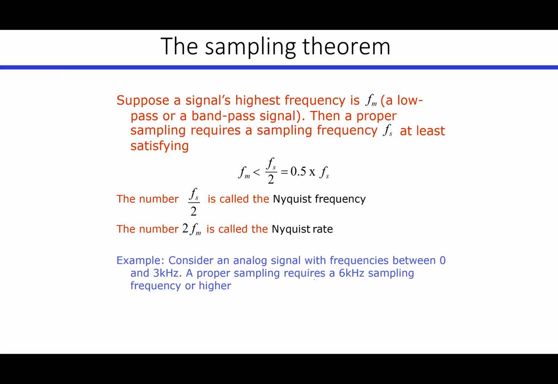So again, in this example, if we have an analog signal that is changing between 0 and 3 kilohertz, what is the proper sampling frequency that we should select? The minimum sampling frequency is 3 kilohertz times 2, and this is equal to 6 kilohertz. This is the minimum frequency that we can select in order to reconstruct my signal correctly.